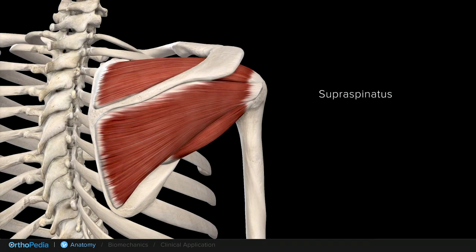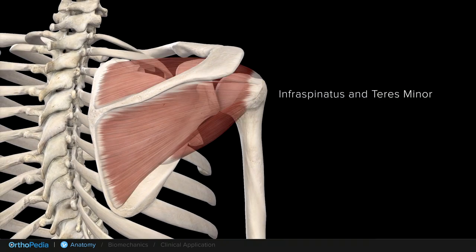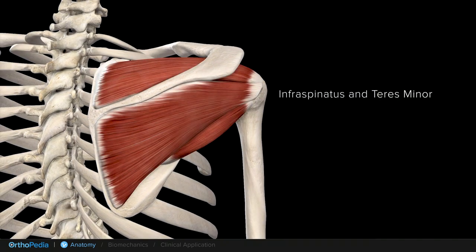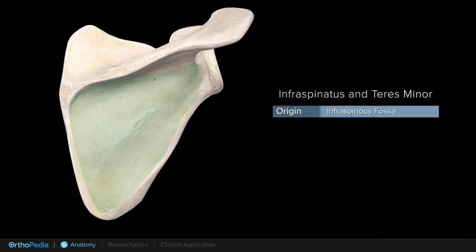Moving postero-superiorly, the supraspinatus is the most superior of the rotator cuff muscles and originates in the supraspinous fossa of the scapula. From the posterior view, you can also see the other two rotator cuff muscles, the infraspinatus and teres minor. From this posterior view of the scapula, the infraspinous fossa is identified, which is the origin site of both the infraspinatus and the teres minor.